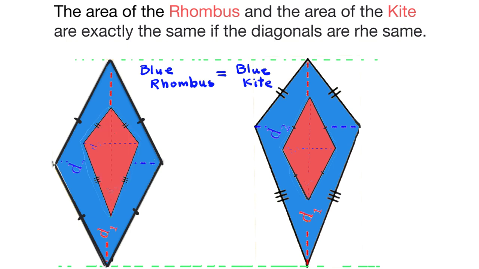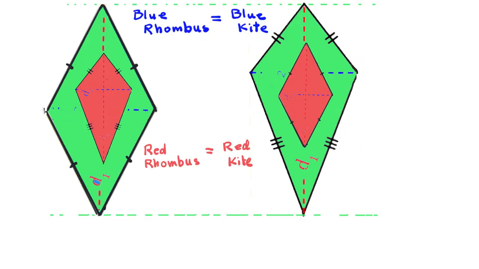Then you can see that the area which is left over, and now I'll make it green, is going to be exactly the same, since the red rhombus has exactly the same area as the red kite. And so the green area is exactly the same in both shapes.